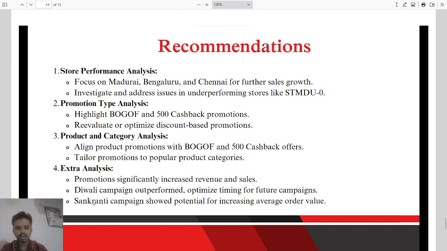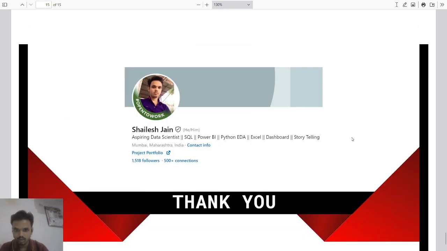Extra analysis: we can see that the Diwali campaign outperformed, so optimize timing for future campaigns. So next time we can do like that: in Diwali we can repeat the same campaign but make changes in the sales performance so that if sales increase, the revenue will also increase. Similarly, in the next Sankranti campaign we can make some changes in the revenue part so that revenue gets increased. So that's all about the project.